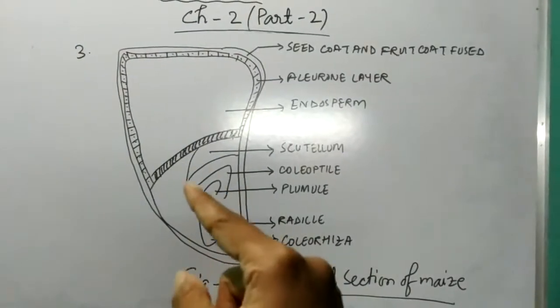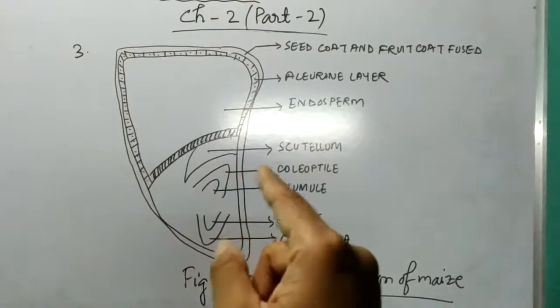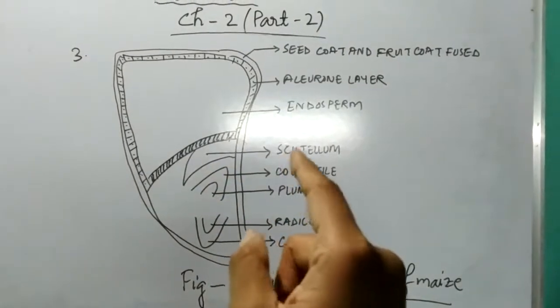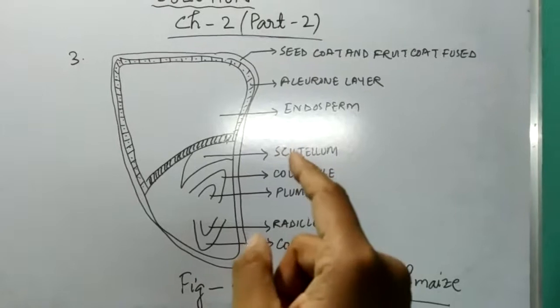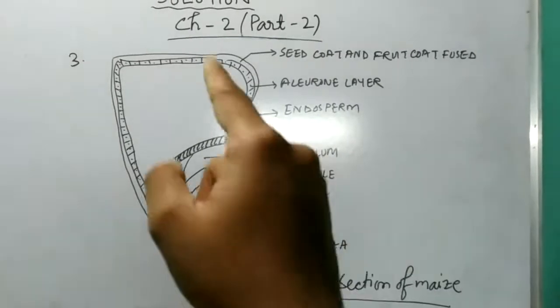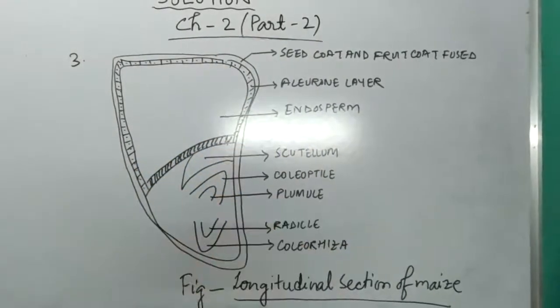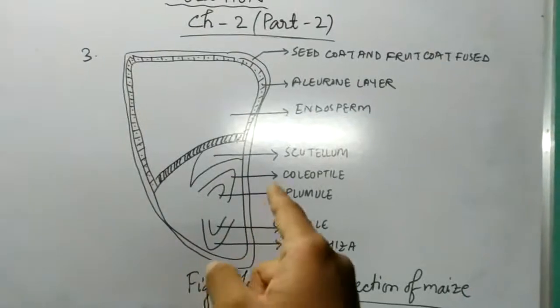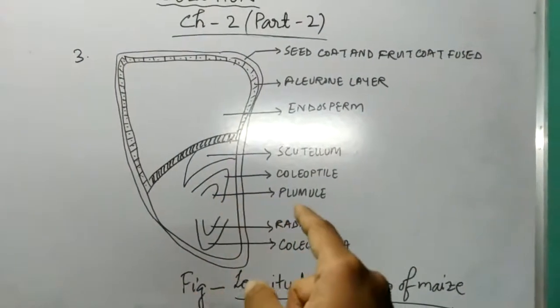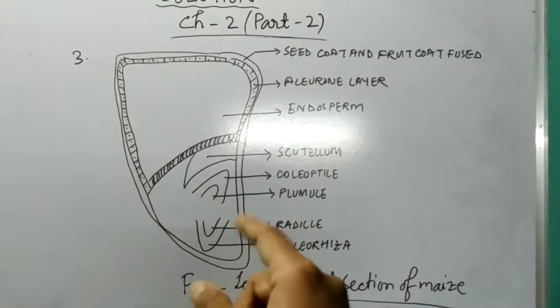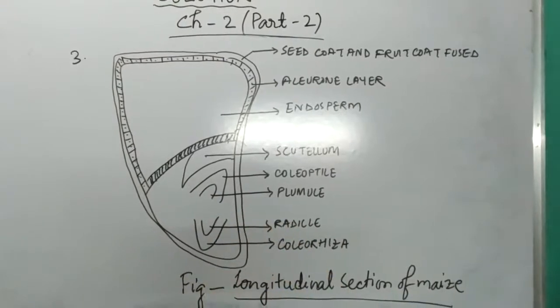Next we have a shield-shaped cotyledon over here. This is the scutellum. It mainly helps in absorption of this food material from the endosperm to the embryo. Next is the coleoptile. It is the protective covering of the plumule. And plumule will later give rise to the shoot system, we know.